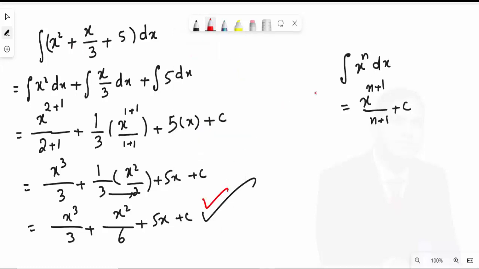What we did, we used this formula x raised n dx. Whenever you see x raised to a power, then you need to use this formula. The formula is adding 1 in the power, and the same power will be over the denominator. So this is the simple and basic integration.